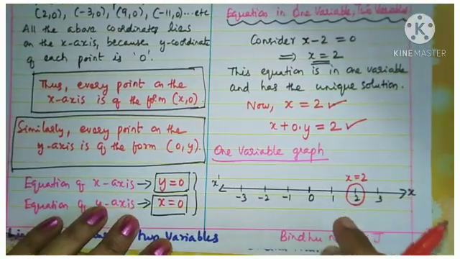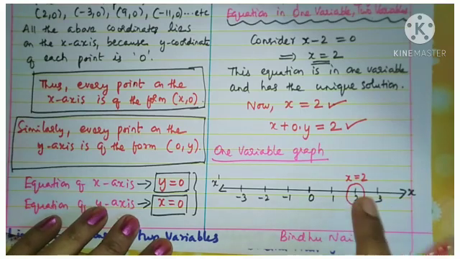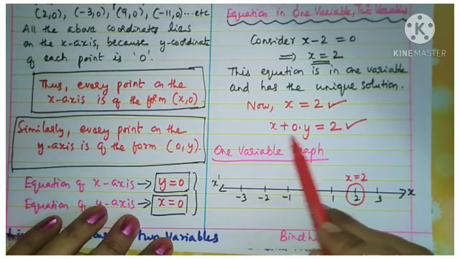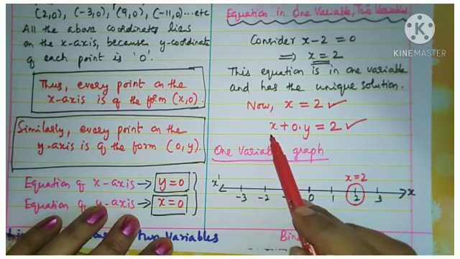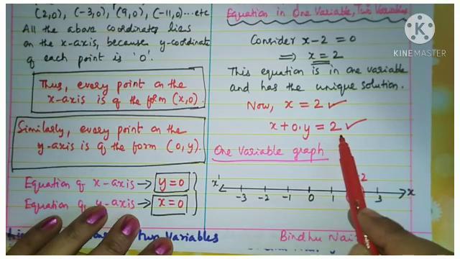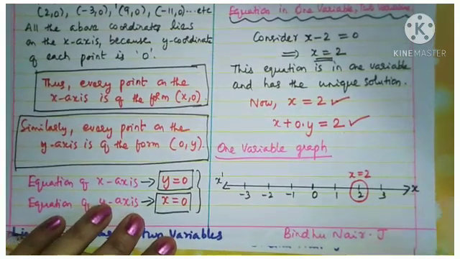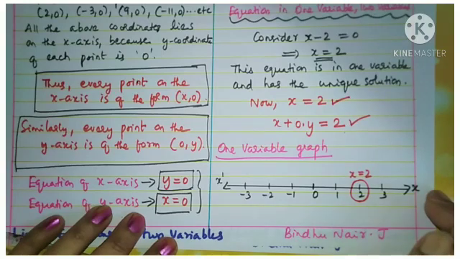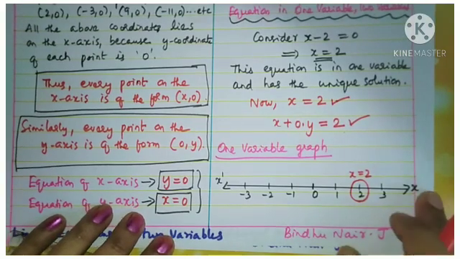Now let us see how to represent the same equation in two variables in a graph. I have already written how we represent this equation in two variables. Now for this equation in two variables, how will we represent it in the graph? We want to use the Cartesian plane in the graph and represent it. So let us see that.